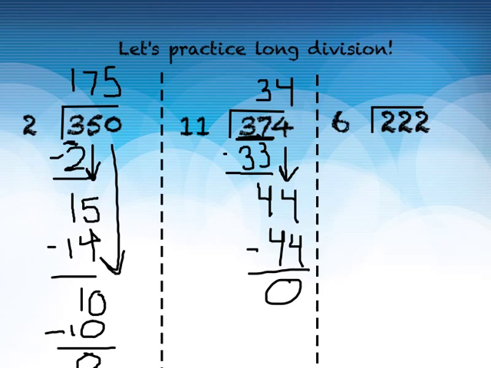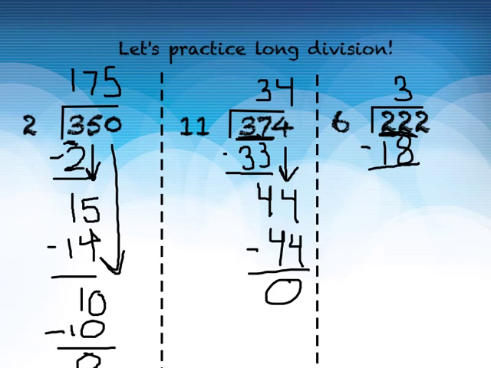Last one. 222 divided by 6. 6 cannot go into 2, but 6 can go into 22. Well, I know that 6 times 2 is 12. 6 times 3 is 18. 6 times 4 is 24. That's too big. So I know that it goes in 3 times without going over.